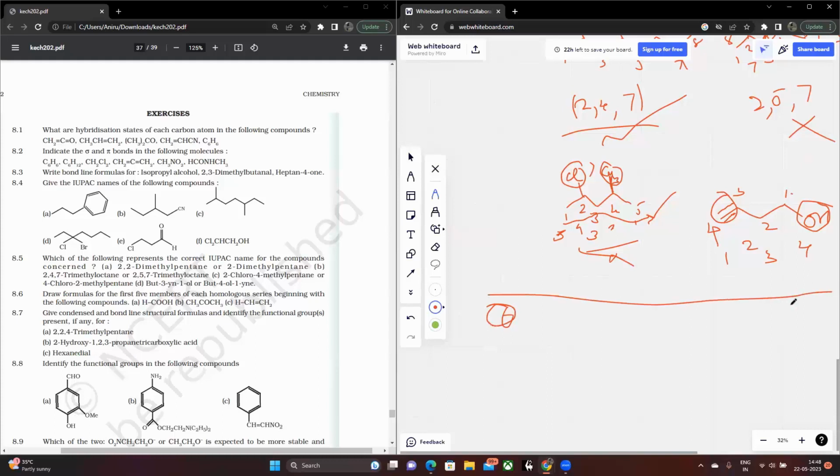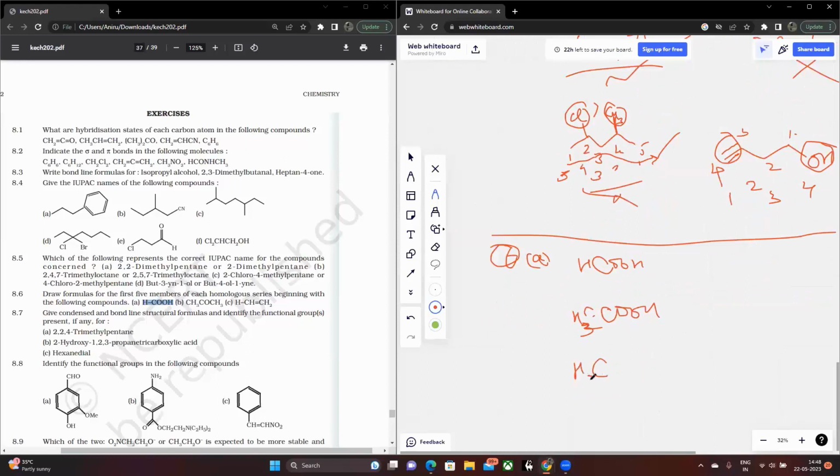Then going to question number 6. Draw formulas for the first 5 members of each homologous series beginning with the following compounds. A, HCOOH. This is the homologous series of straight chain carboxylic acids. The first member is methanoic acid, HCOOH. The second is ethanoic acid, that's CH3COOH.